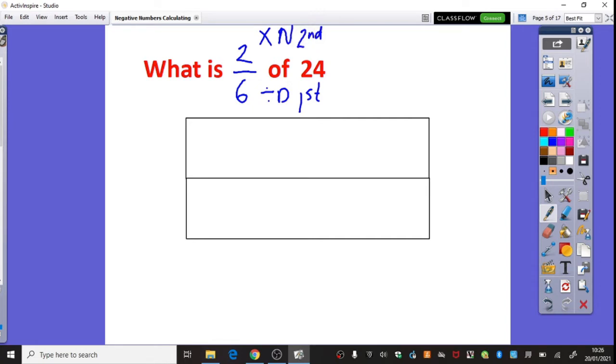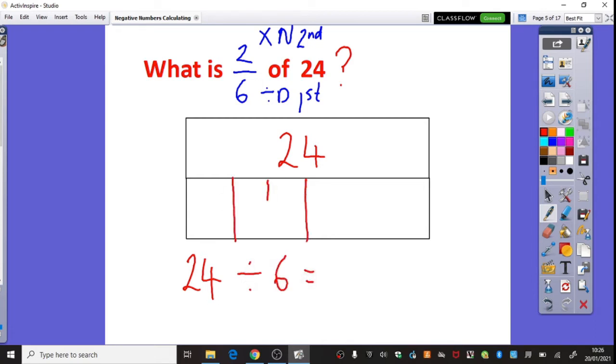So the next question then, what is 2/6 of 24? Well, we take our whole 24, and the first thing we're going to do with our 24 is we need to divide by the denominator. So we're going to divide by 6. So let's split our bar into 6. And 24 divided by 6, well, I know that 6 times 4 is 24. So the answer will be 4.